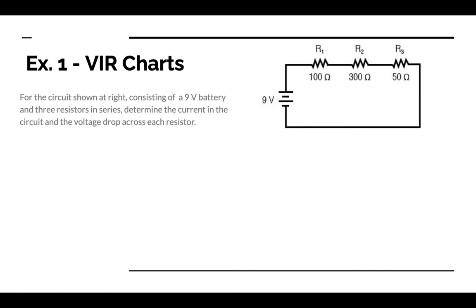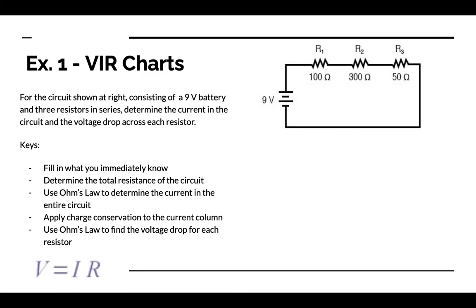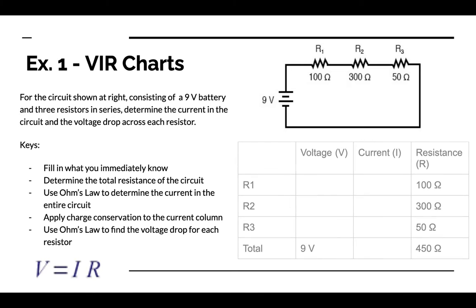Why do we call it a BIR chart? The reason being is we use Ohm's law, V equals IR, or VIR for short, in conjunction with a chart that breaks down each circuit into its individual components to analyze the voltage drop and current through each component of our circuit, okay? So what we're going to do is first fill in immediately what we know here.